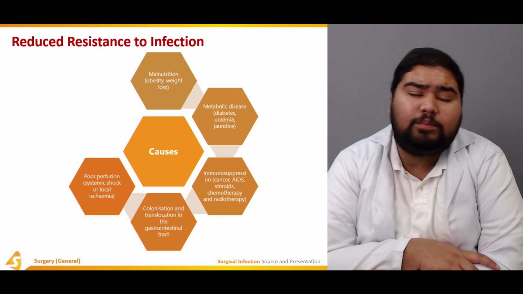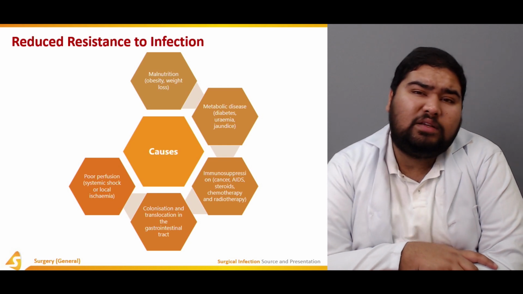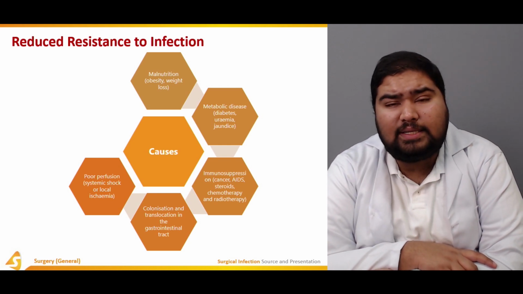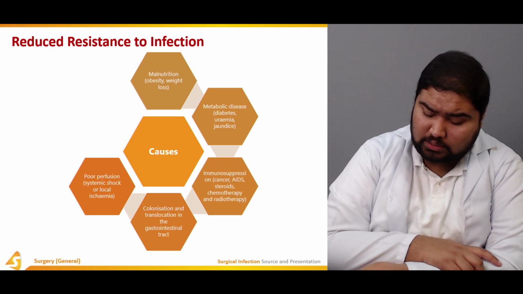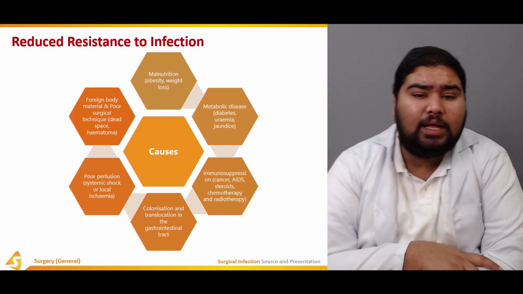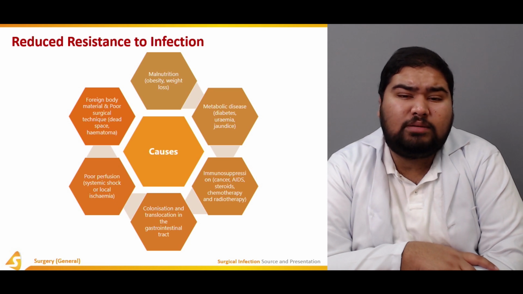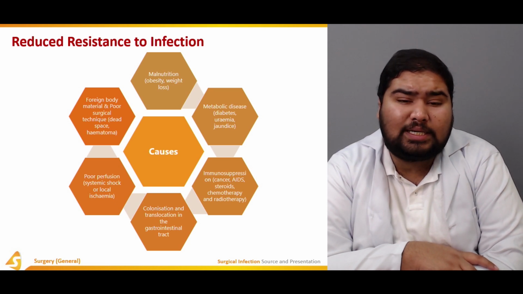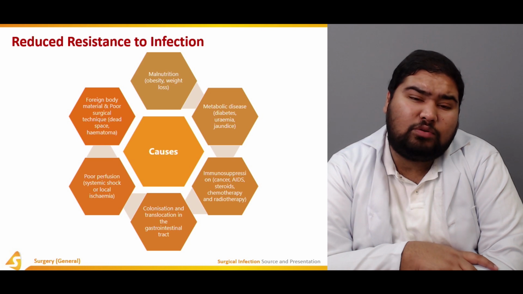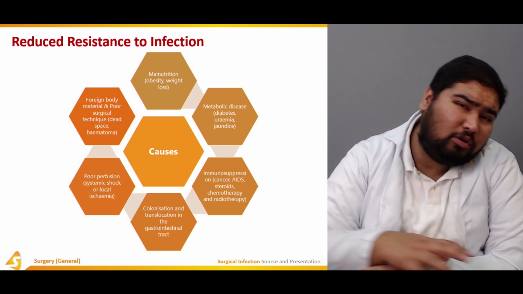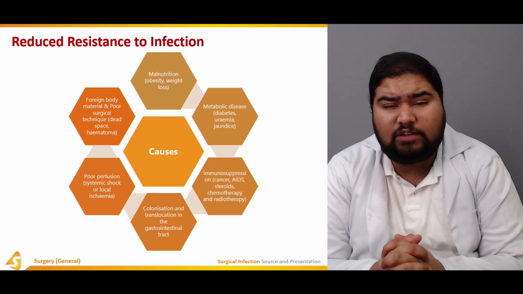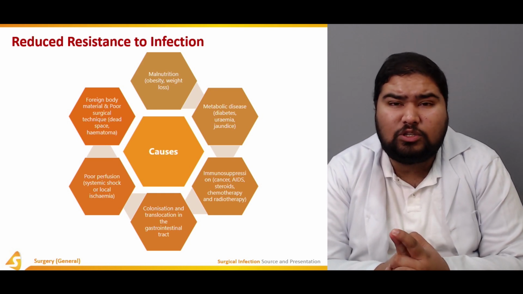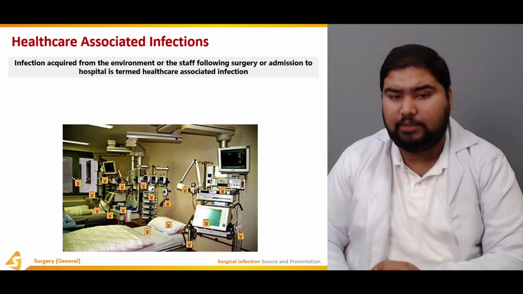Then we can have poor perfusion in patients with systemic shock or local ischemia. With poor perfusion, the defenders cannot be recruited at the site of infection, hence there is a reduced response or resistance to infection. Then we can have foreign body material and poor surgical technique, which can lead to dead space or hematoma. All of these conditions favor the infective process and reduce the response of resistance.